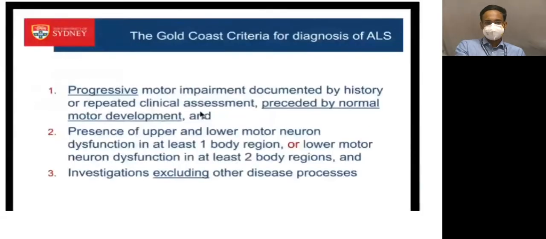So that's the new update which I'd like to tell for the exam-going PGs: there's a new criteria for ALS, and that is the Gold Coast criteria. This came recently in 2020, where they have tried to simplify it. Instead of saying definite, probable, and possible, they have made it yes or no. If you have progressive motor impairment, and presence of upper and lower motor neuron dysfunction in one body region, or lower motor neuron dysfunction in two body regions, and you've done the relevant investigations like imaging and electrophysiology, and excluded other mimics, then that was enough to make a diagnosis of ALS.